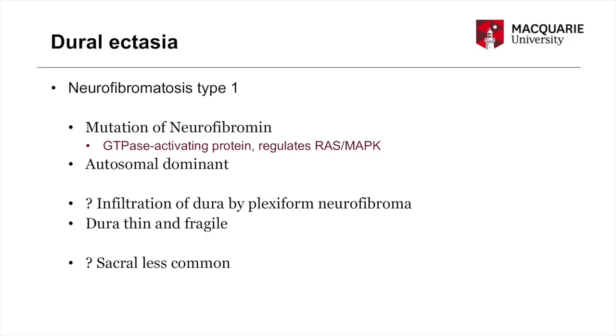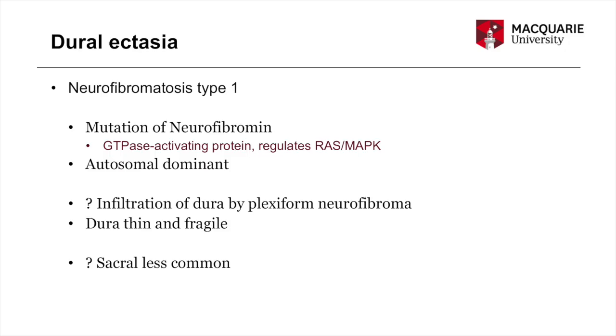With NF1, it's a little bit different. This is a mutation of neurofibromatosis, which is an intracellular protein. So this is not an extracellular matrix protein problem. The protein here is a tumor suppressor protein. It regulates the RAS and MAP kinase pathways, usually autosomal dominant. How does it cause dural ectasia? It's not a connective tissue disorder in the sense that the other conditions are. There's not an abnormality of extracellular matrix.